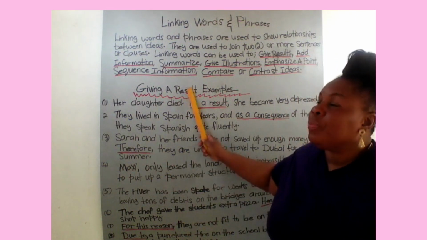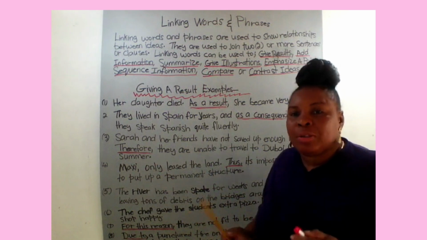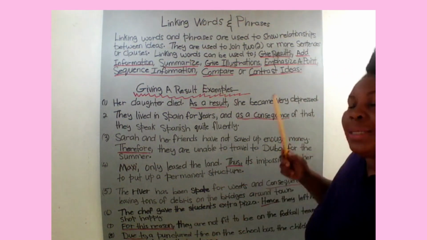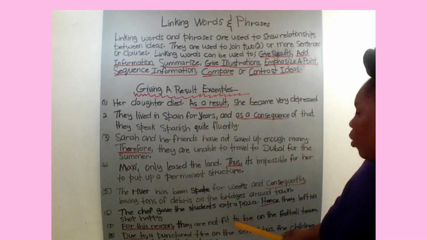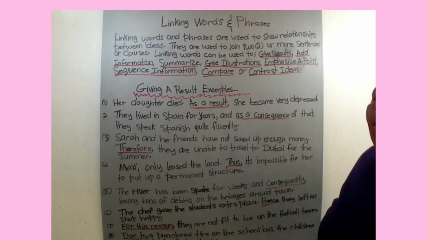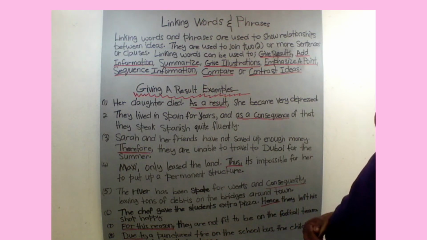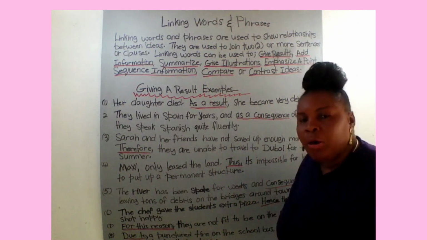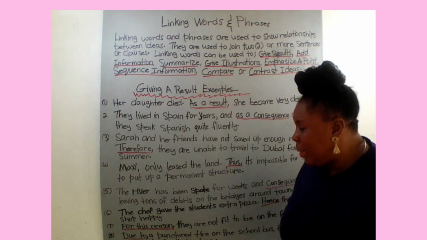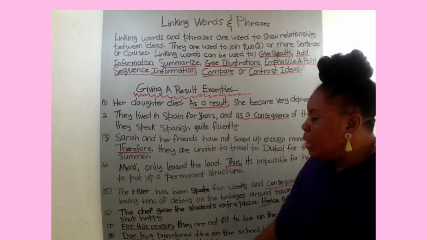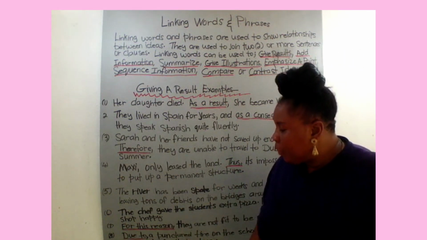Hence, you have what? A result. The result would be whatever they did, they are not fit to be on the football team. So that is the reason why they are not able to be on the football team. That is the result. That is the outcome of the problem or the matter. So let's see number 8.